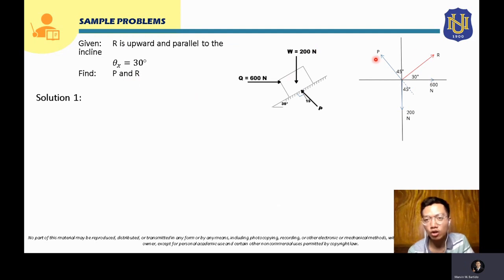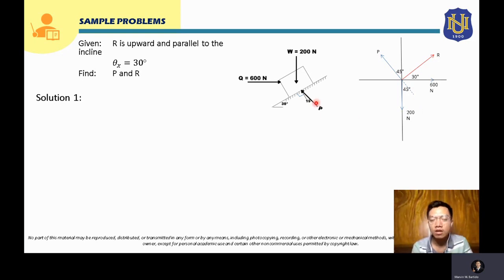So let's start solving this by drawing it first on your X and Y axis. If you're going to draw your 600 Newton horizontal force, this will just be horizontal. So this will be your 600 Newton force, and it is directed to the right. Now, for your W, since this is just vertical, if you draw it here, it will just be vertical, and that is 200 Newton, directed, of course, downward.